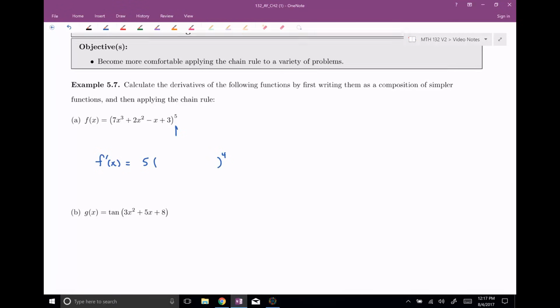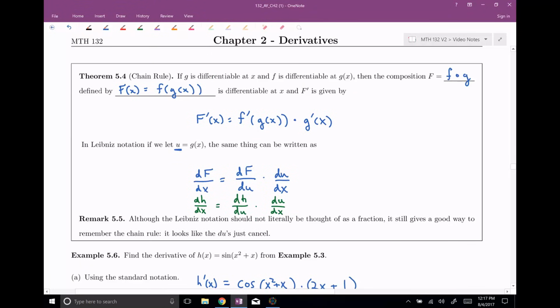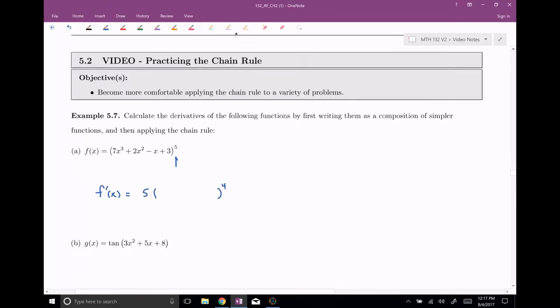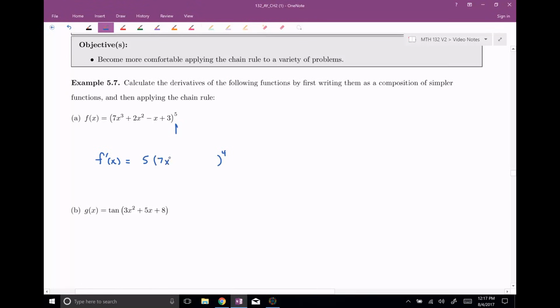In the original chain rule up here, we take the derivative of the outside function, and then we leave the inside alone. This is still g of x. It's not g prime or anything like this. So let's go ahead and leave that inside alone. In this case, it's 7x cubed plus 2x squared minus x plus 3. Then we multiply by the derivative of the inside. The derivative of the inside is 21x squared plus 4x minus 1. And that right there is my final answer. No more simplification or anything like that. That's how I would expect you to leave it on a quiz or an exam.